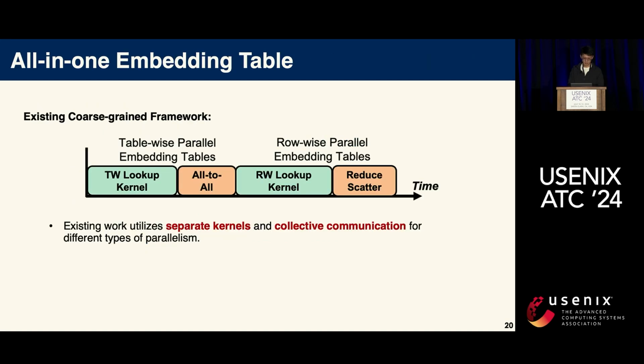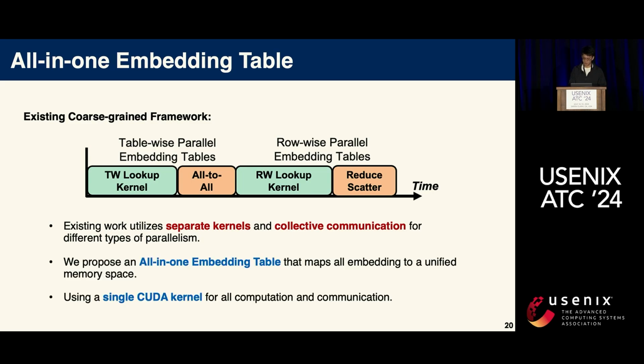Next, let me introduce our system level optimization. Here's the execution timeline of the existing coarse-grained framework, which utilizes separate kernels and collective communication for different types of parallelism. If more fine-grained parallelism is applied, this approach will lead to significant CUDA kernel and collective communication launch overhead. So to overcome this issue, we propose an all-in-one embedding table that maps all embeddings into a unified memory space. And this approach uses a single CUDA kernel for all the computation and communication.